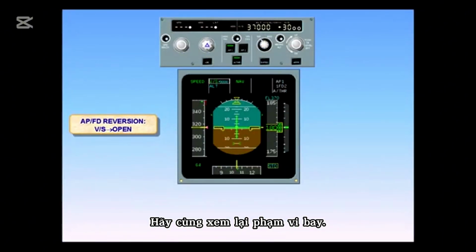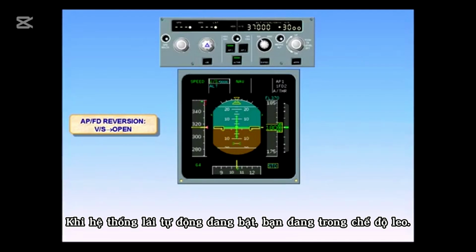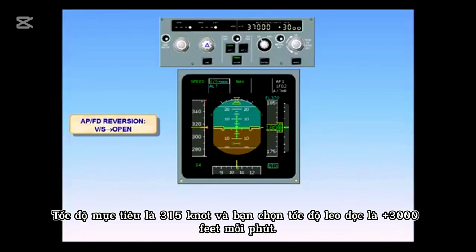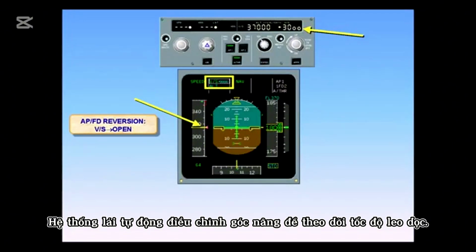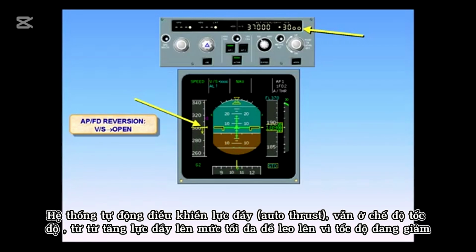Let's review the flight envelope limit speed protection with the autopilot on. You are in climb. The target speed is 315 knots, and you select a vertical speed of plus 3,000 feet per minute. The performance capability of the aircraft does not allow such a high rate of climb. The autopilot pitches the aircraft up to track the vertical speed. The autothrust system, still in the speed mode, gradually increases thrust to max climb, since the speed is decreasing.